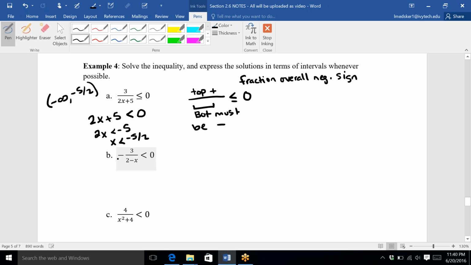Be careful with something like this. That negative, if it was me, I would write it on the top. Or I can make my life easier. I could distribute it to the bottom. A negative can be distributed to either place.